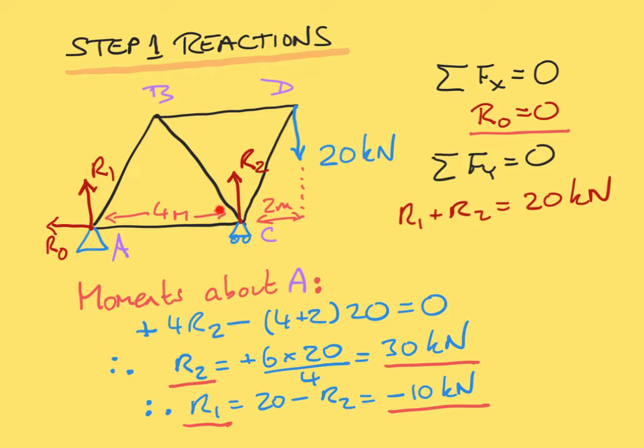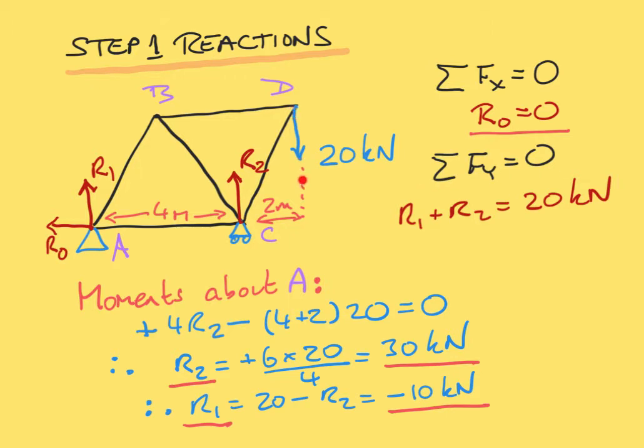This is a roller. That means that the reaction is straight upwards. There is no horizontal component. Here there could be a horizontal component, but the sum of all the horizontal forces has to vanish. This load is vertical, so this is the only possible horizontal force. It must be 0. The sum of the vertical forces is also going to be 0.